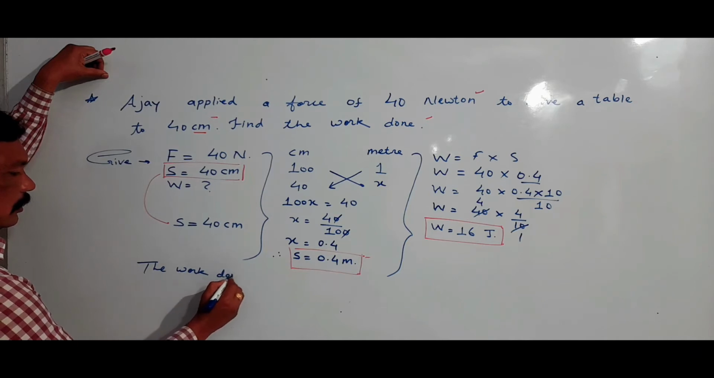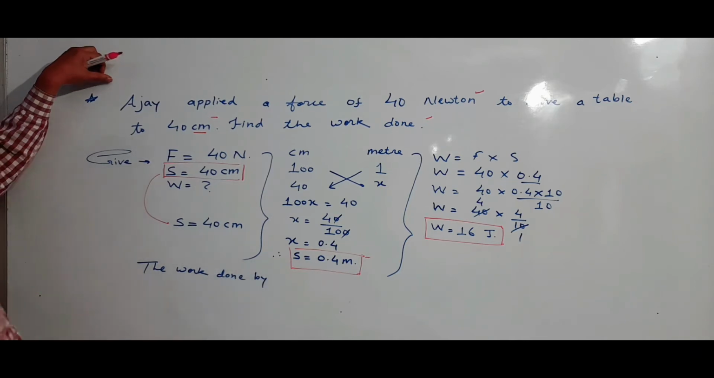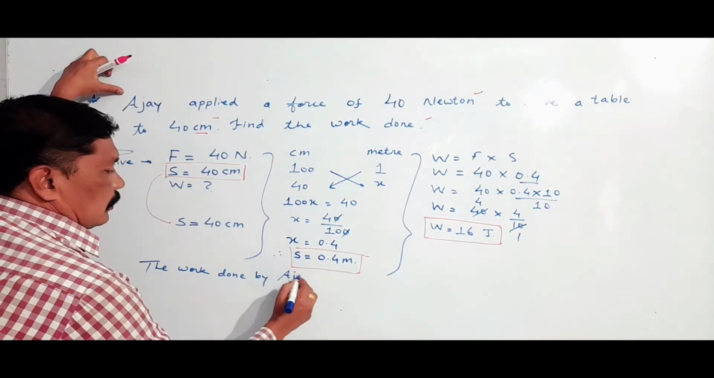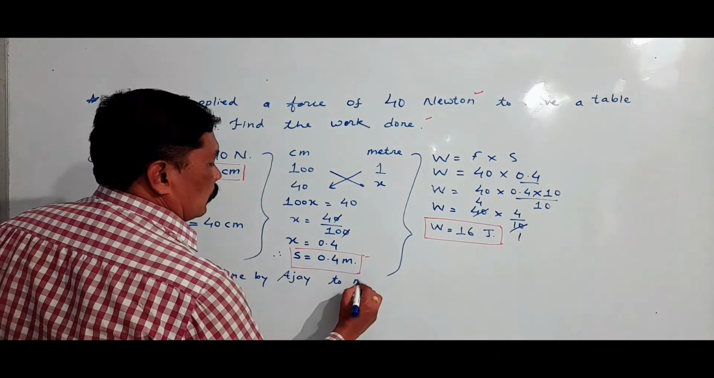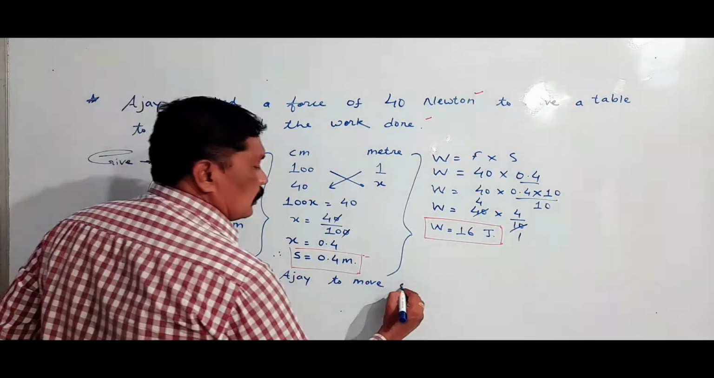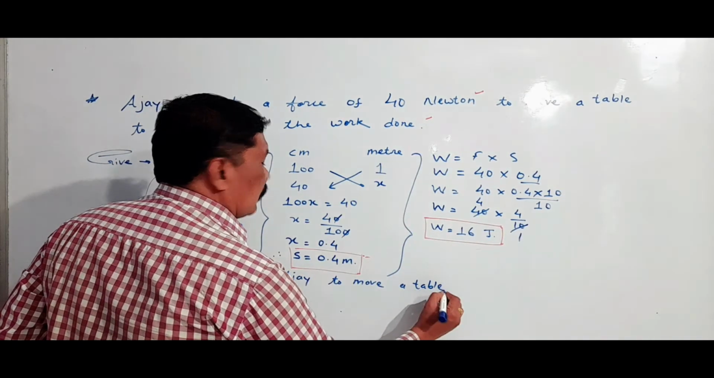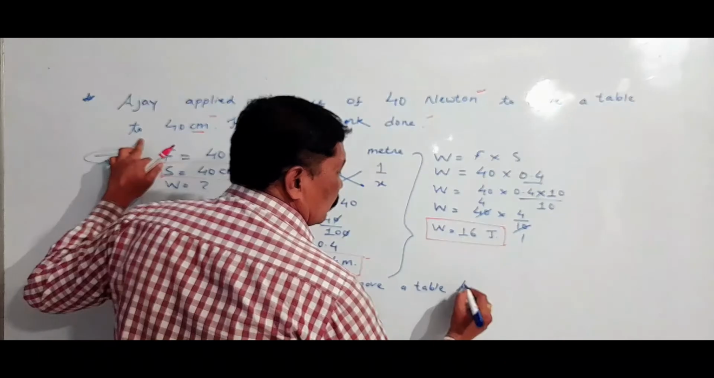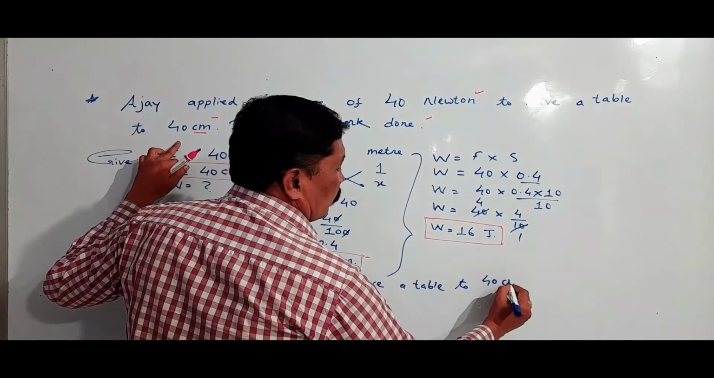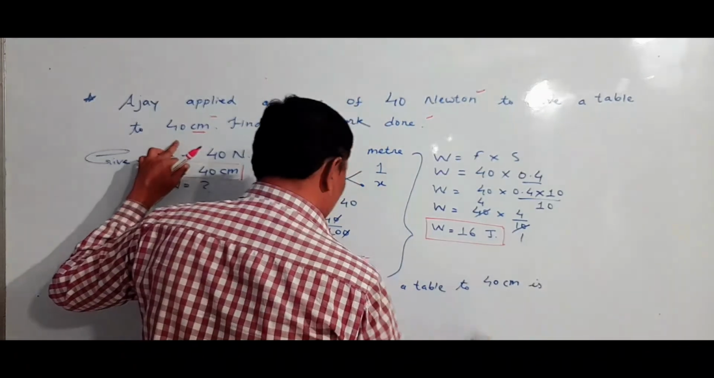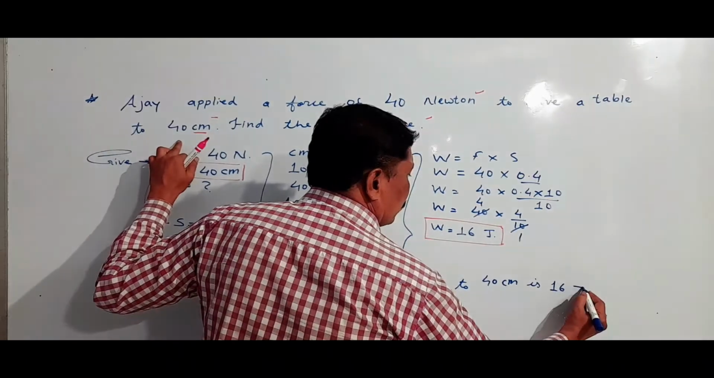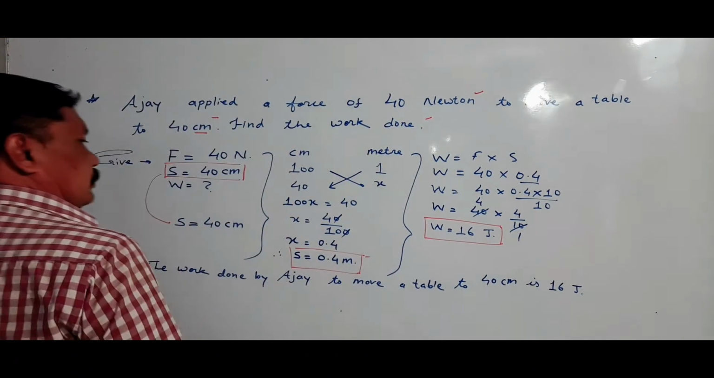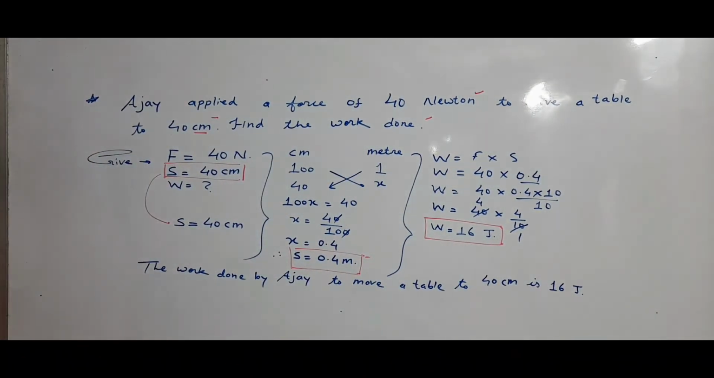The work done by Ajay to move a table 40 centimeter is 16 Joule. The next problem we will solve.